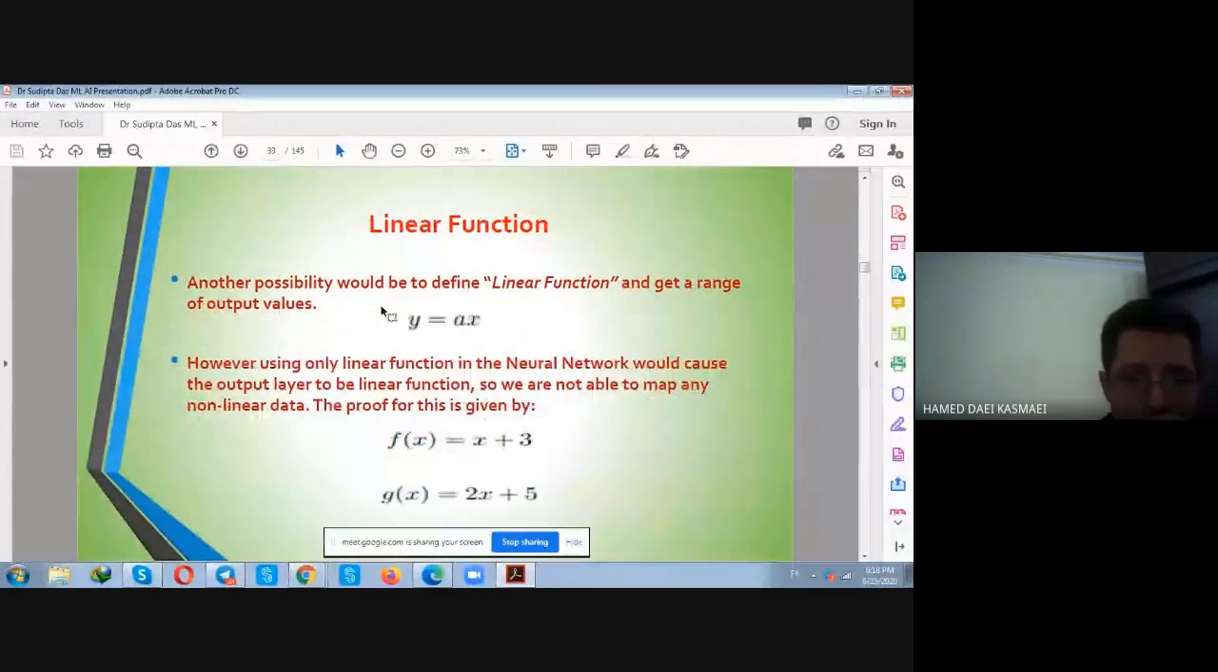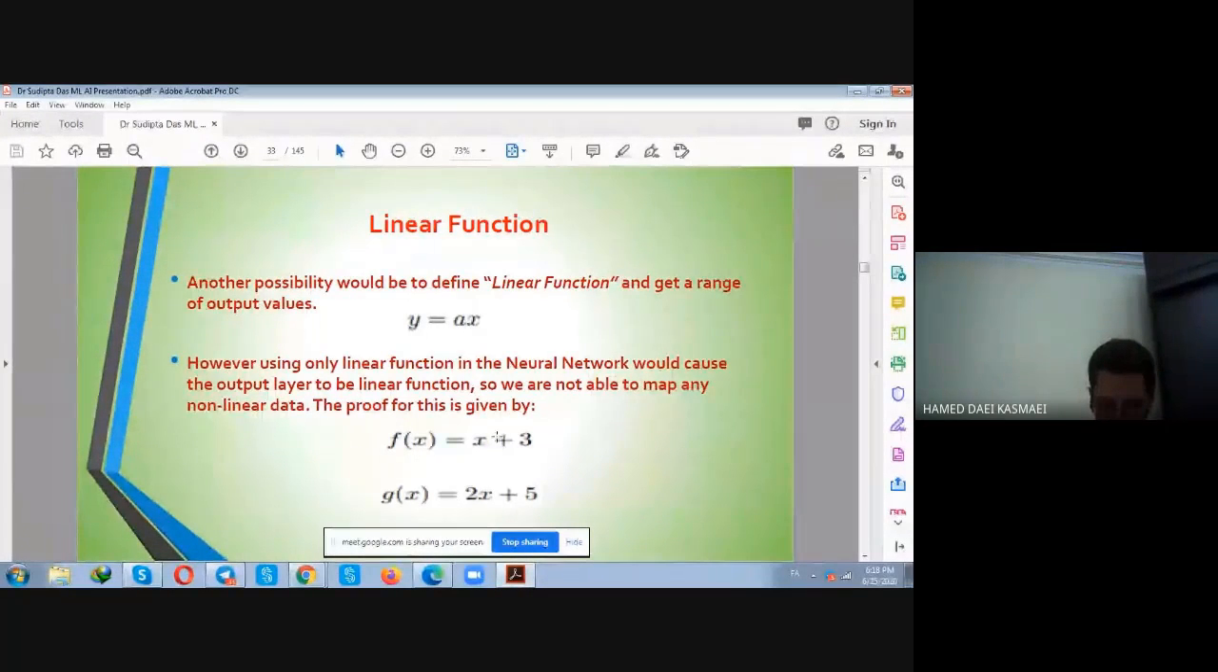First, about the linear function. If we have y is equal to ax, okay, it's the linear function. However, using a linear function in a neural network would cause the output layer to be a linear function. So we are not able to map nonlinear data, because you need to do curve fitting based on your nonlinear data. So linear data is not very good for your fitting or your regression. Okay, the proof for this is given here: f(x) is equal to this, and you have f(x) and g(x) here.